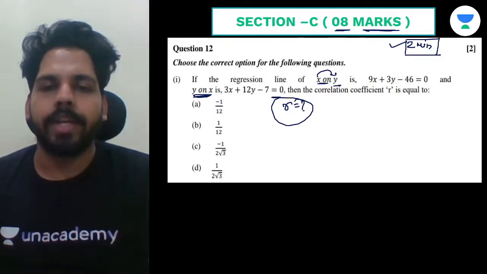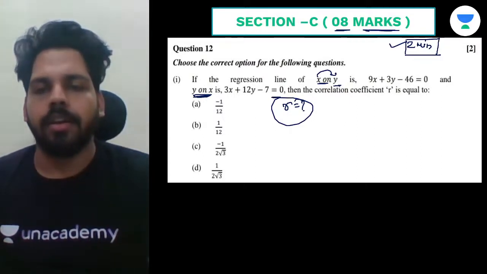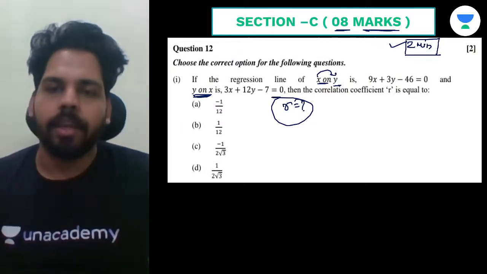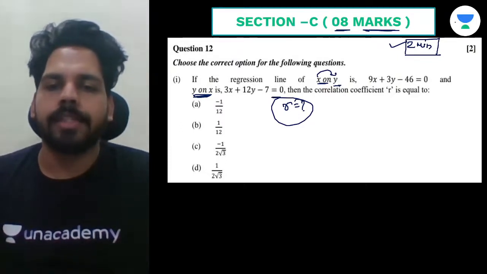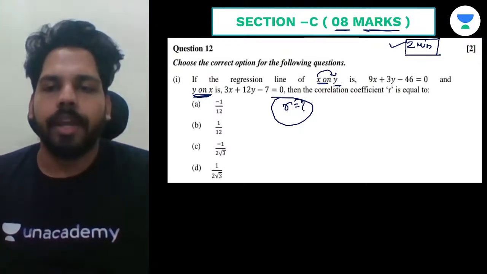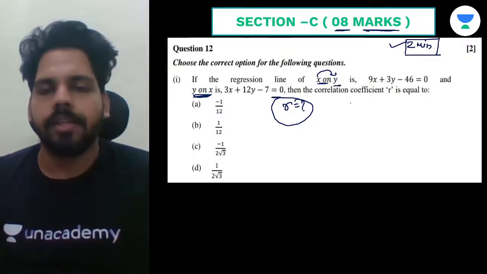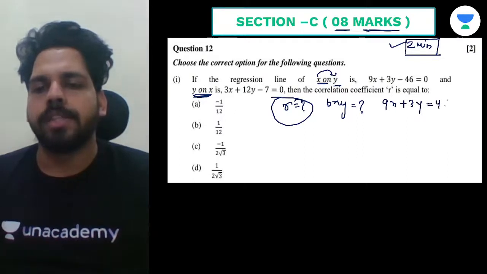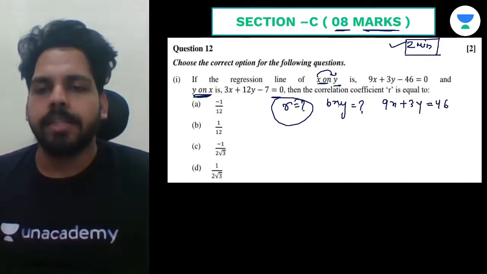First of all, they have given you the regression line of x on y, right? So how can we use these equations to find the value of the coefficient of correlation? This you need to understand. As they have said regression line of x on y, we can consider this line as b of xy. From here we can find out b of xy. So if we write this equation as 9x plus 3y is equal to 46, will it be okay? Now this is x on y.